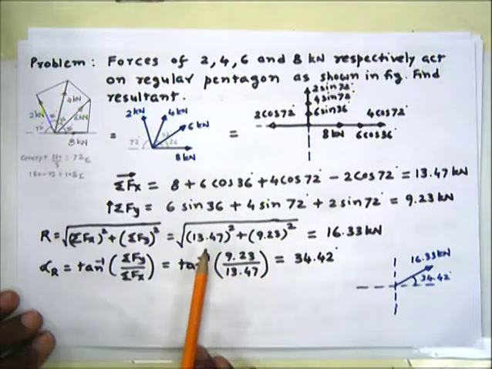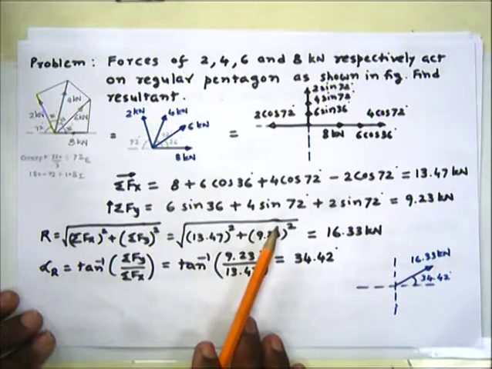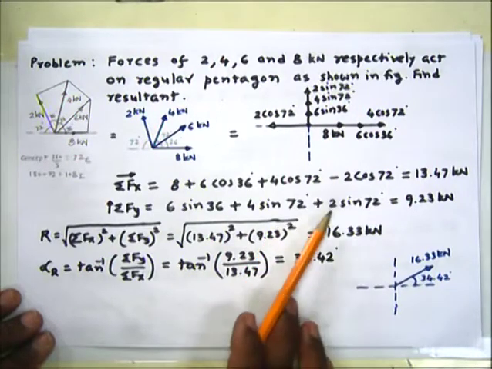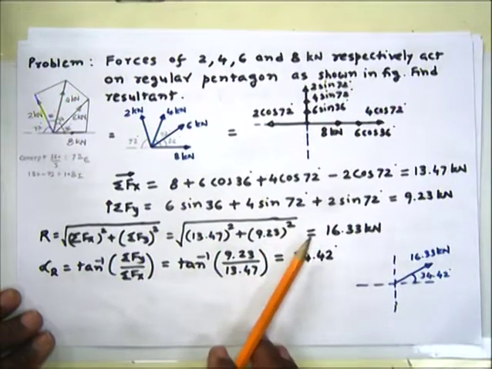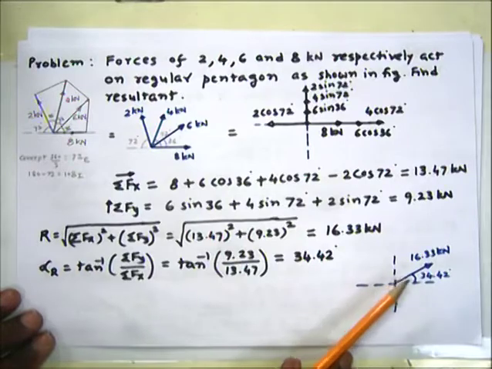Then locating this resultant, its magnitude and direction, we can see sigma Fx is a plus value and sigma Fy is a minus value. Sorry, it is also plus here. So it is falling in the first quadrant, and it can be shown like this. This is known as the location of the resultant force in the quadrant system.